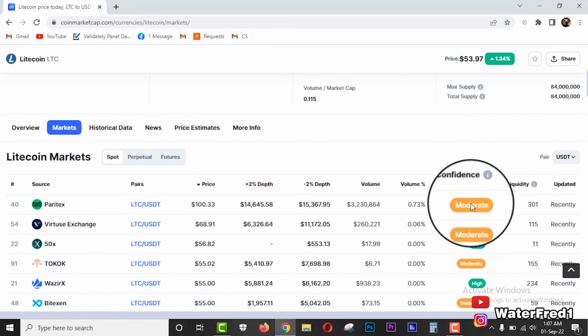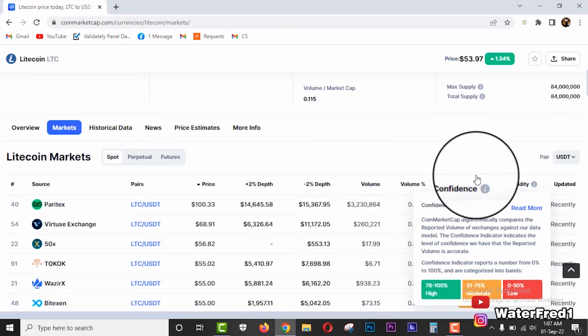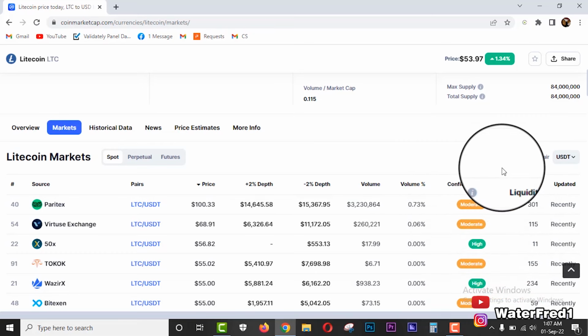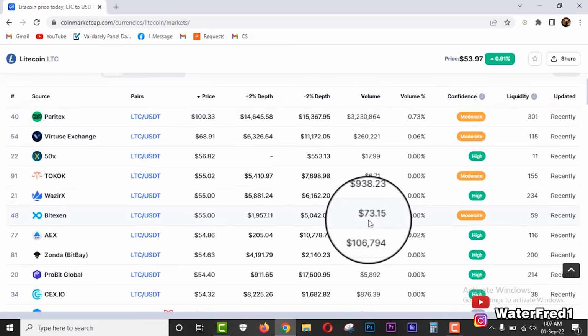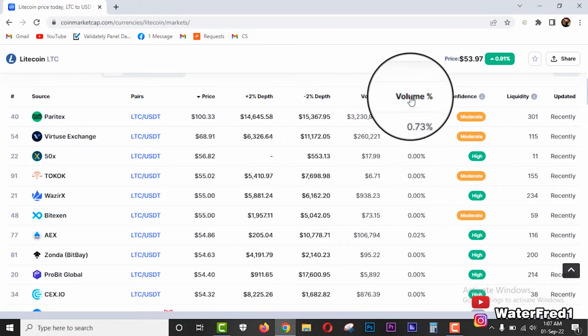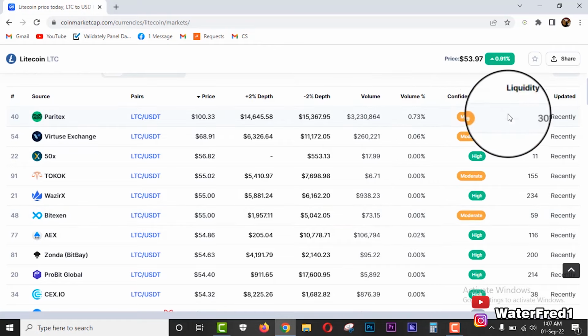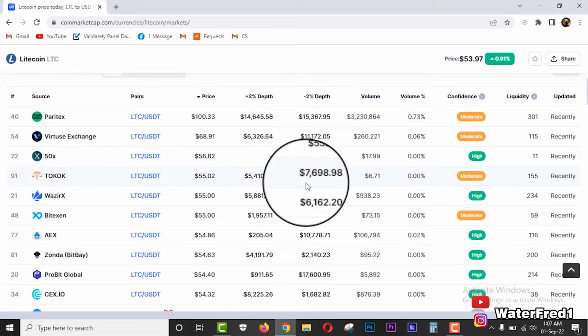Okay, that's one. Then make sure that the confidence level is not low. If it's moderate, it's fine. If it's high, it's fine. And make sure too that any place you see 0.00, just avoid those ones. Some people might still go for it, but I personally don't like the ones that have zero. Any place I see zero, like volume or low confidence or liquidity zero, or anything like dash like this, I just leave that one alone.